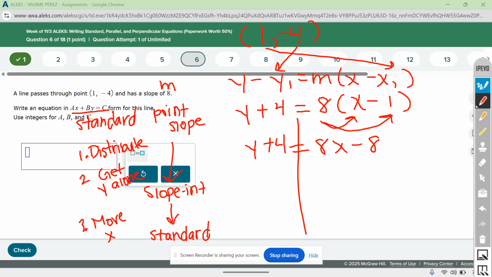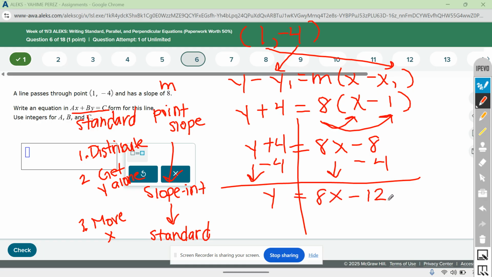Then I'm going to get y alone by getting rid of the +4. So I'm going to subtract 4. And I'm left with y equals 8x minus 12.